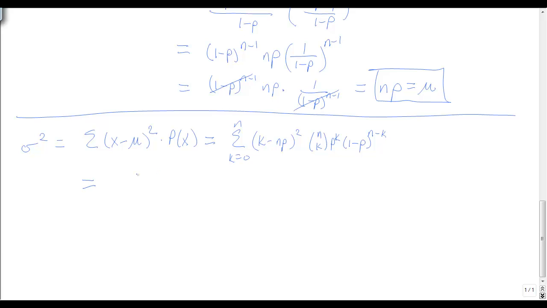I'm going to move this over here for more space. First thing, just like before, I'm going to pull out a 1 minus p to the n from outside of the summation, with k equals 0 to n. Now I'm going to expand out this k minus np squared. That's k squared minus 2npk plus n squared p squared. I keep my n choose k, and then I have p to the k. I already pulled out the 1 minus p to the n, and I still have 1 minus p to the negative k. Putting that together with the p to the k gives me p over 1 minus p to the k.